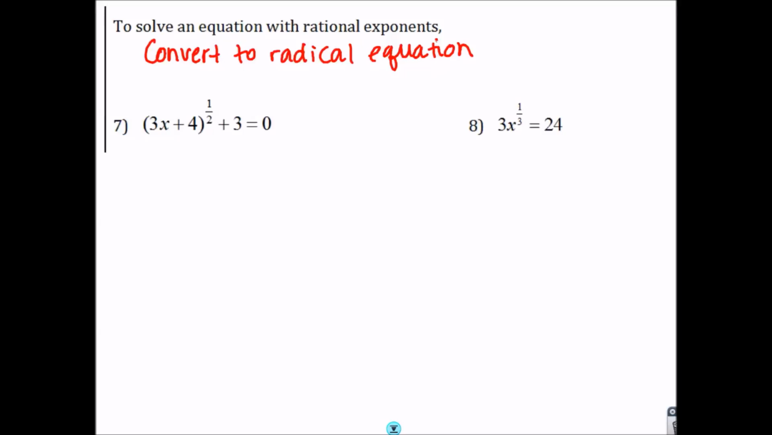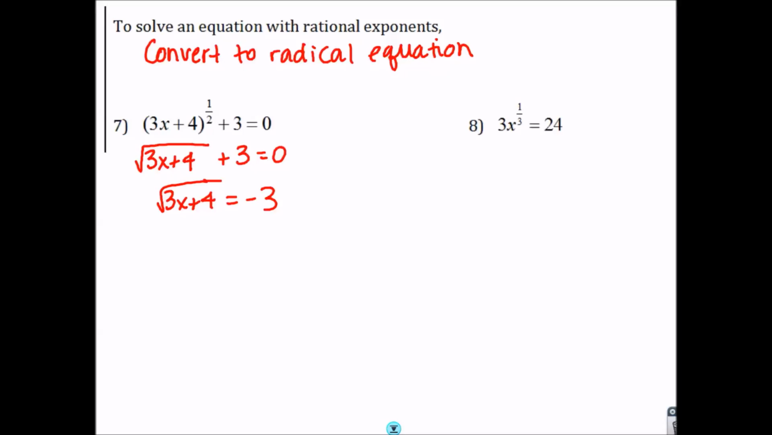So if you remember, the denominator of the rational exponent becomes the index of the radical. So this first equation here can be rewritten as the square root of 3x plus 4 plus 3 equals 0. And then we solve it just like we've been doing. So I'm going to subtract 3 from both sides. If we think about what we just wrote on the previous slide, we said if there's a radical with an even degree that equals a negative number after the radical has been isolated, then there is no solution.